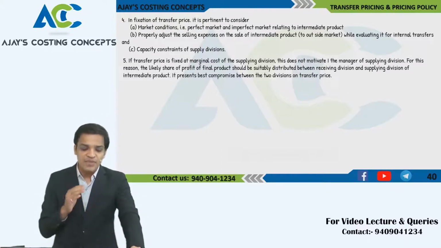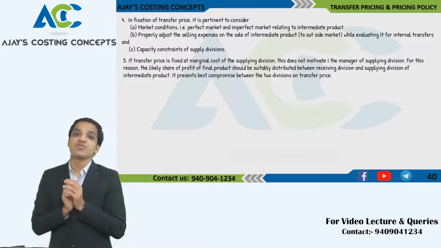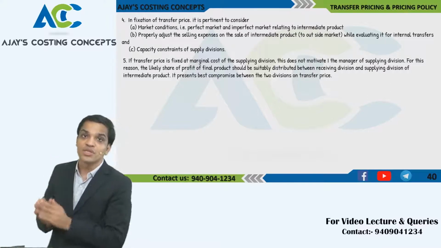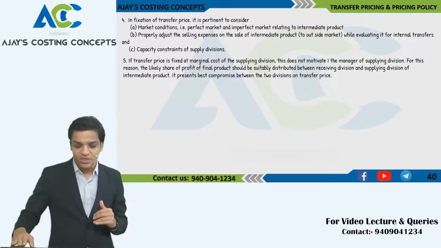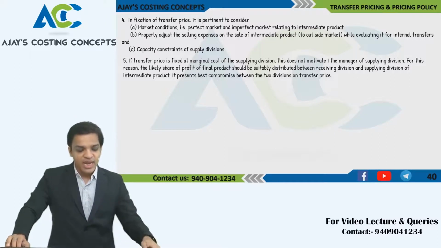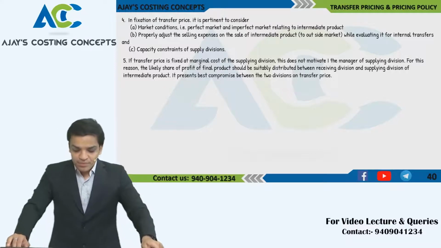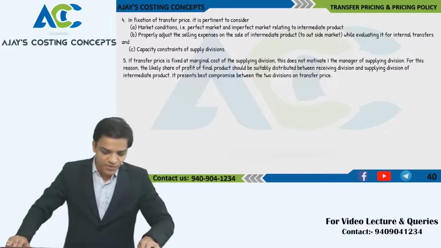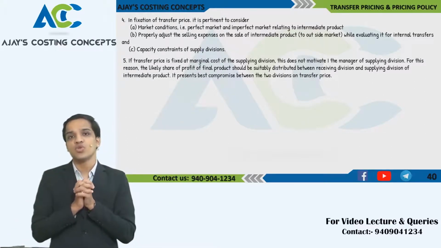Transfer price fixes marginal cost for the supplying division. As I said, minimum transfer price will be decided from the viewpoint of the supplying division. Maximum transfer price will be set from the market on the basis of the buying division. This does not motivate the manager of the supplying division. For this reason, the likely share of profit of the final product should be suitably distributed between the receiving division and the supplying division of the intermediate product. It represents the best compromise in the transfer price, that is goal congruence.